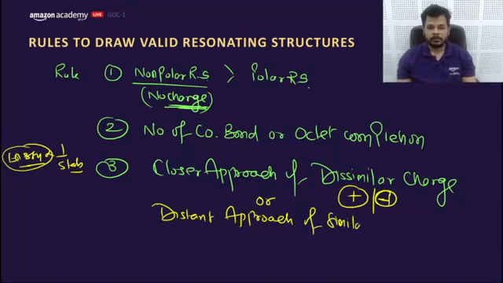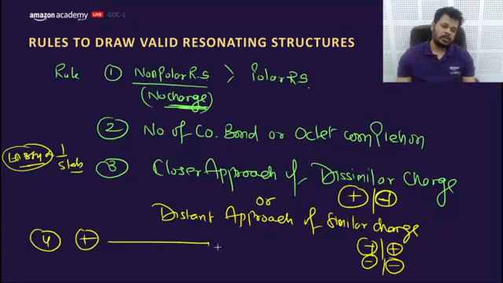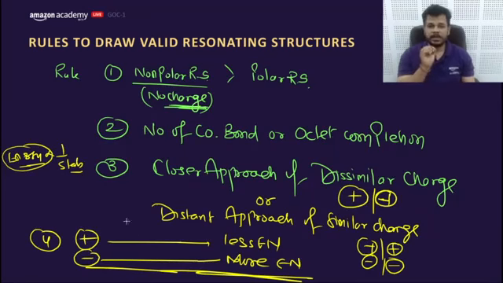That means positive wants to remain as far as possible, negative wants to remain as far as possible, and the last one is that positive charge is more stable on a less electronegative element, and negative charge is more stable on a more electronegative element, which can hold the negative charge or extra amount of electrons. Considering this, you need to apply these rules as per the order.